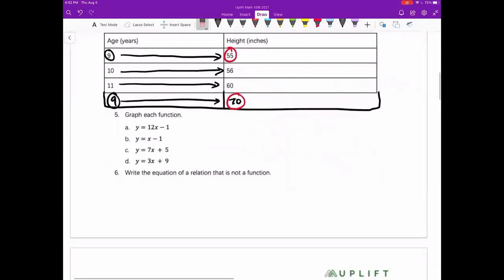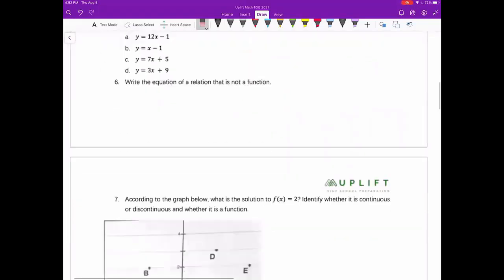Graph each function. I'm pretty sure we did that last lesson. Yeah. Write the equation of a relation that's not a function. I mean, that's pretty easy. Is it though? Yeah. What's your equation?